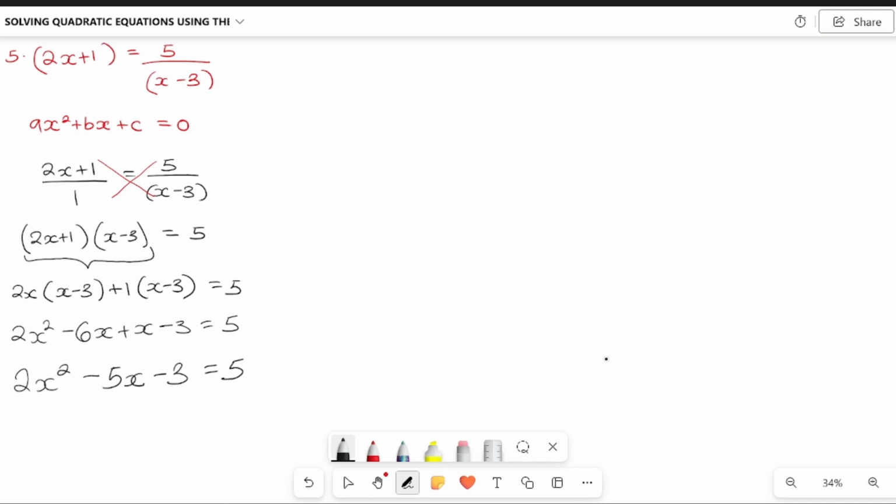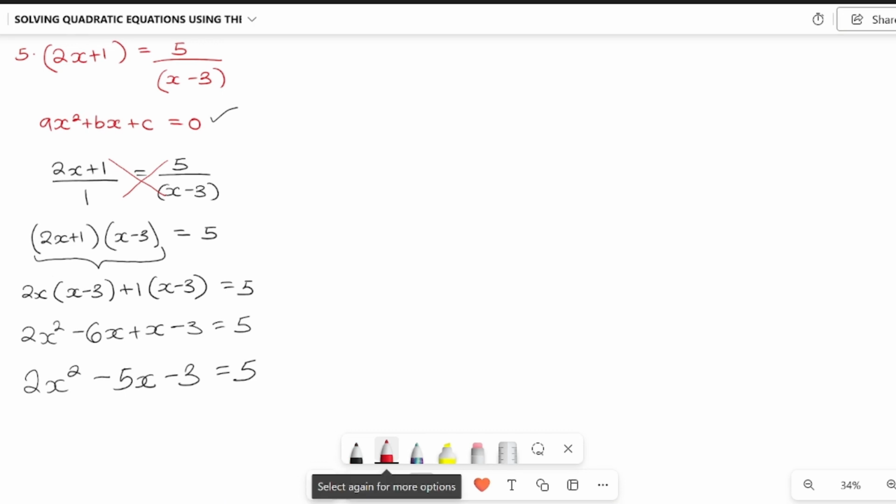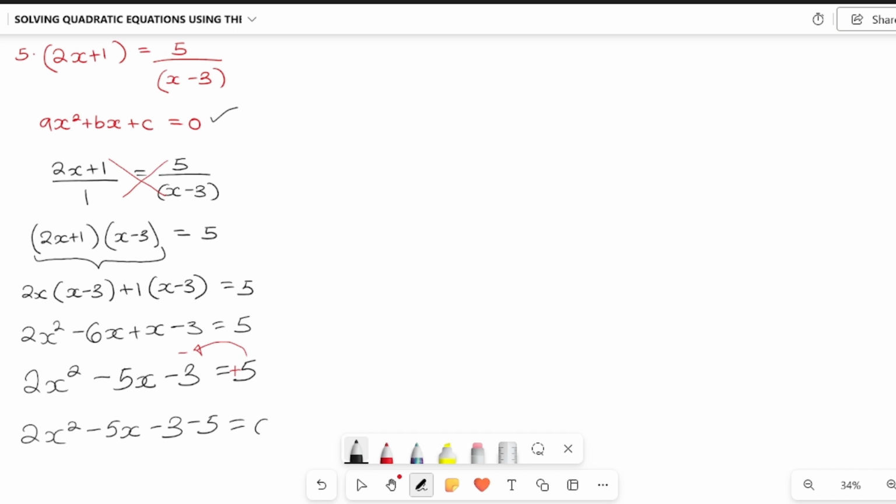Now remember, in our characteristic equation, we were equating it to 0. We can do the same to this equation by bringing the 5 to the left-hand side. And we know that when numbers cross the equal sign, their signs change. So since 5 was positive here, it will become a negative. So this will be 2x squared minus 5x minus 3 minus 5 equals 0.